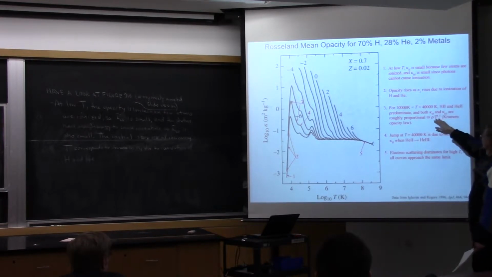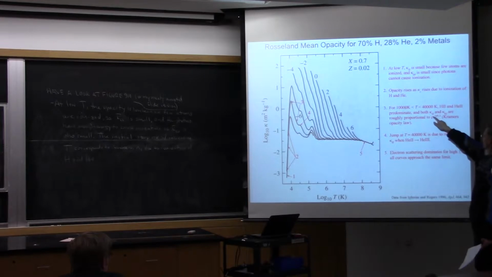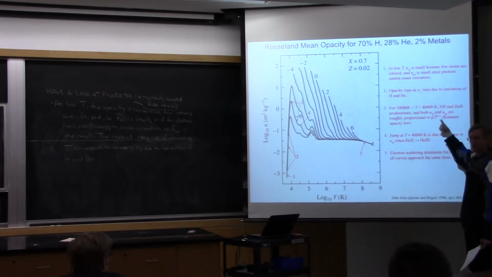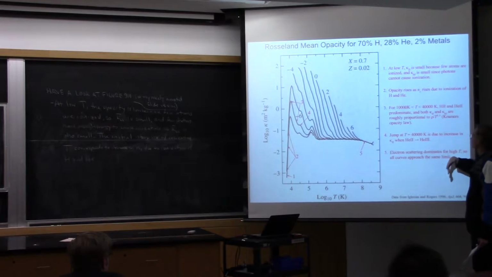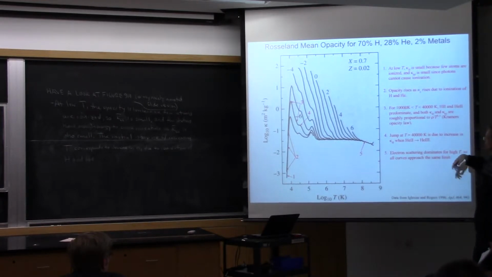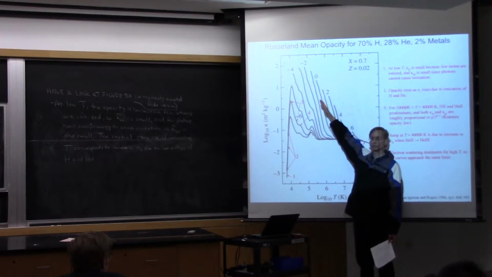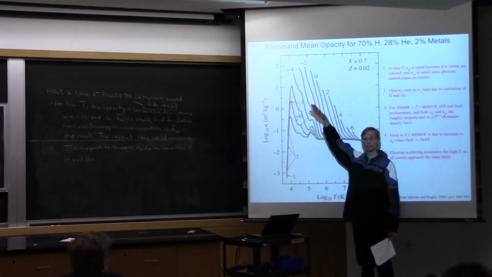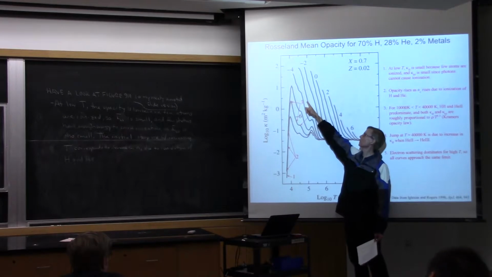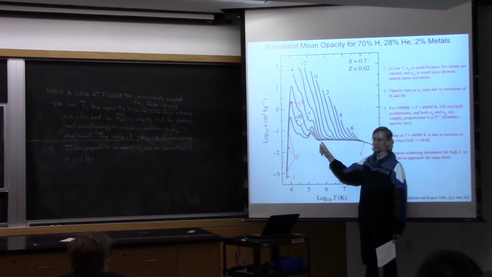So in that regime, both the free-free and bound-free opacities are roughly proportional to T to the minus 3.5 power. In other words, it's falling with temperature. As T goes up, the opacity goes down. There's also a proportionality to rho, which is why there's a bunch of curves here for different rhos. As rho increases, the opacity increases. For a given rho, as T increases, the opacity decreases.